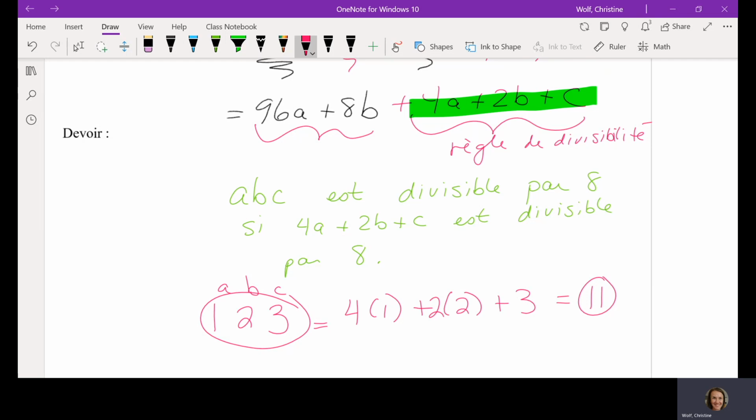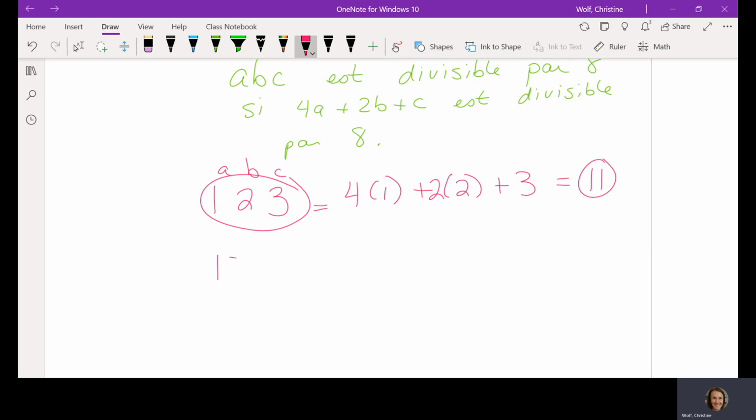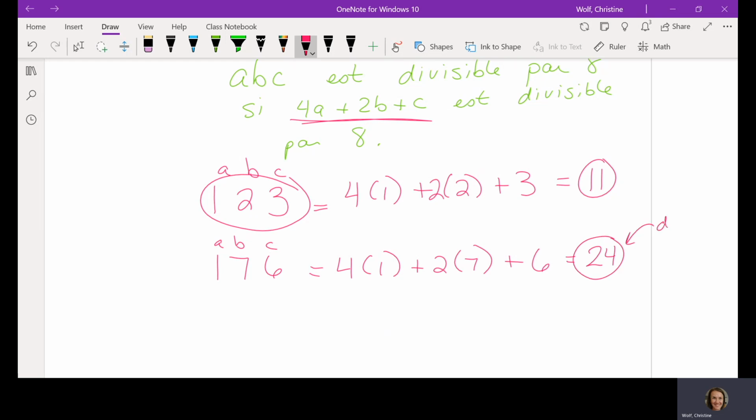OK? So, maintenant, j'allais faire un exemple où ça fonctionne. So, 176, par exemple. This is your A, B, C. So, ce que tu fais, this is the rule. Je prends 4 de A plus 2 de B plus C. Et cela égale 4 plus 14 plus 6 qui est 24. Et parce que 24 est divisible par 8, ça veut dire que celui-ci est aussi divisible par 8.